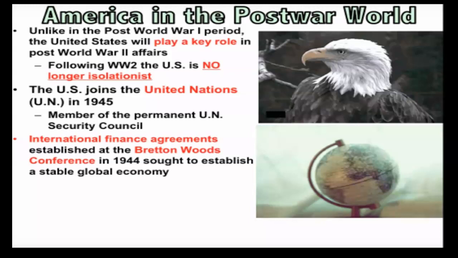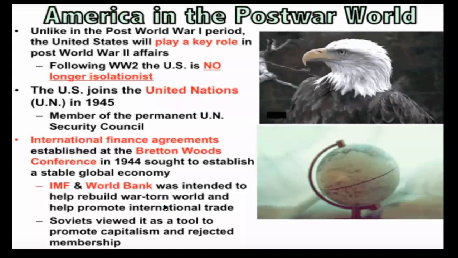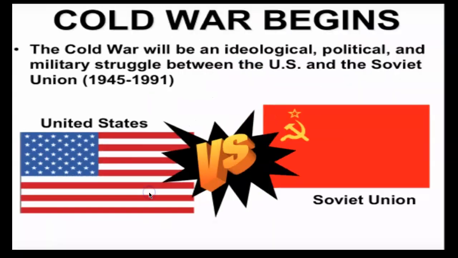We would enter international finance agreements. We talked about some of these in class. For example, the Bretton Woods Conference would establish a global, stable economy. The International Monetary Fund was founded. The World Bank was founded. These are all institutions, economic, financial institutions that were founded in large part by the United States and its Western allies to help rebuild war-torn Europe and to promote international trade. The Soviets, on the other hand, would view these institutions as tools or almost weapons that were used to promote capitalism, and they rejected the invitation to become members of these financial institutions.